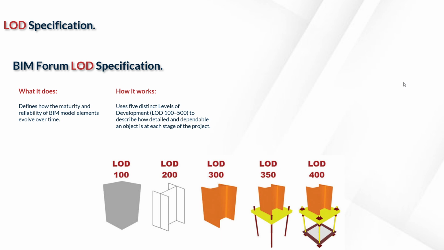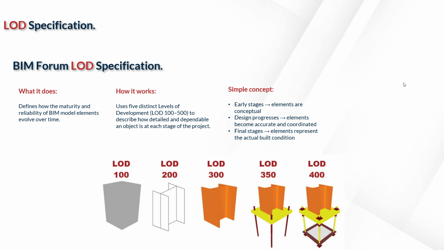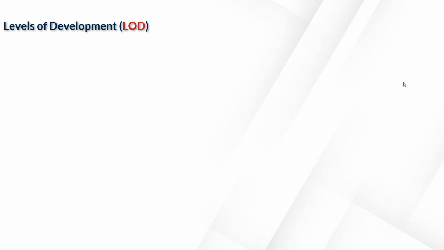The idea is very simple. At the start, elements are conceptual. As the design progresses, they become more accurate, coordinated, and detailed until finally they represent the actual build condition. So now let's take a closer look at these five levels and see how the model evolves through each stage.